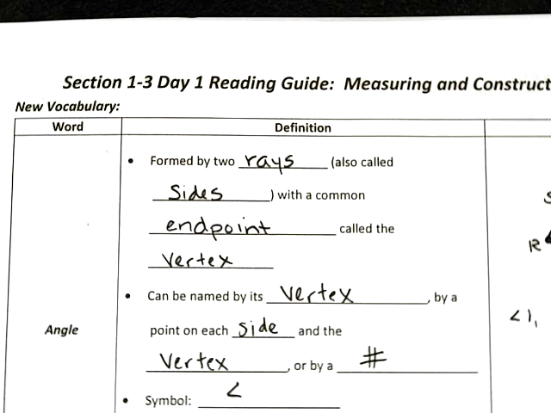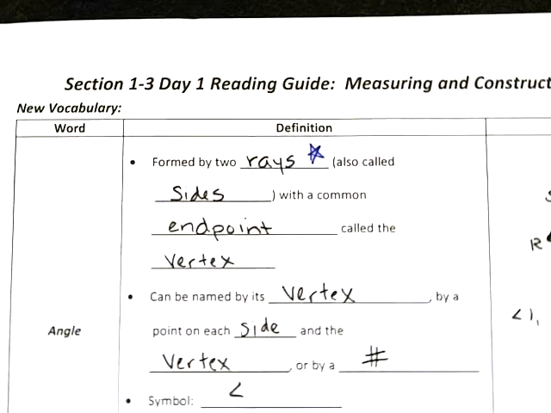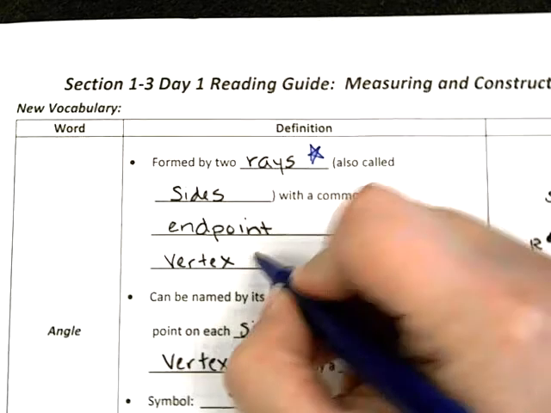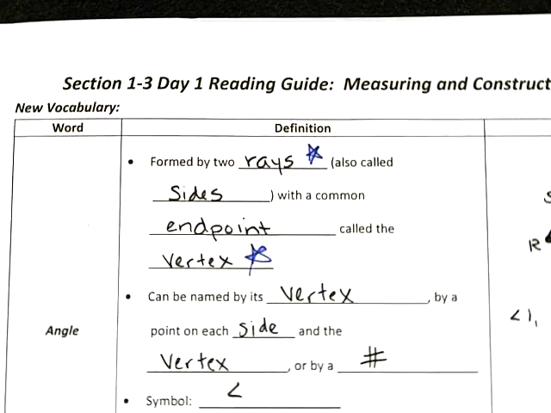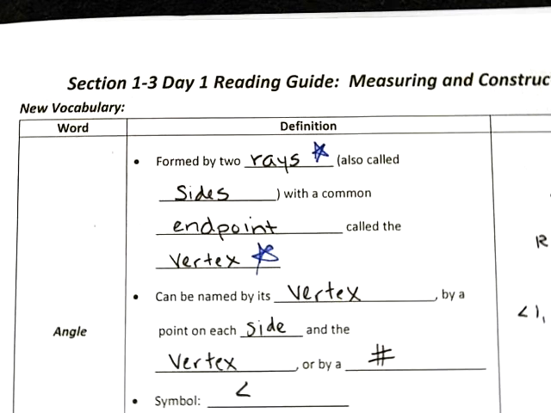is that an angle is formed by two rays, also called the sides, with a common endpoint called the vertex. Those vocabulary words are going to be really, really important as we jump into this section, okay? The rest of the reading guide you should be able to fill out from your notes, so we are not going to go through it in the video.